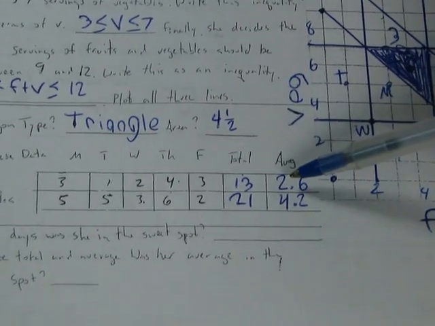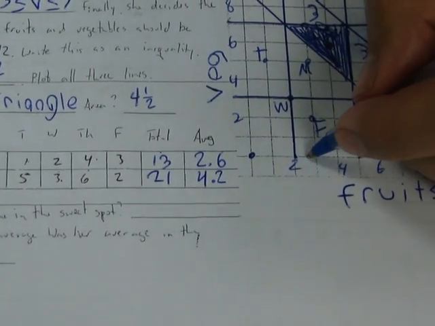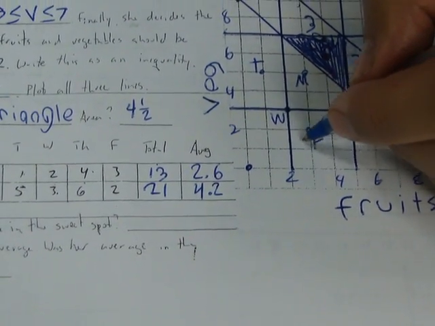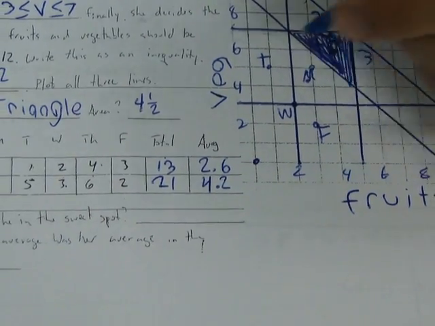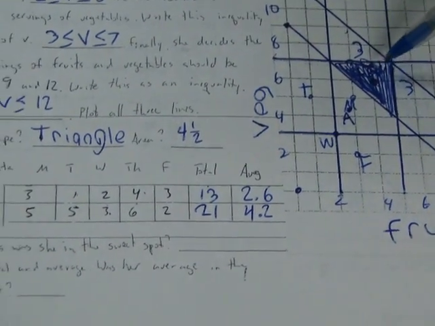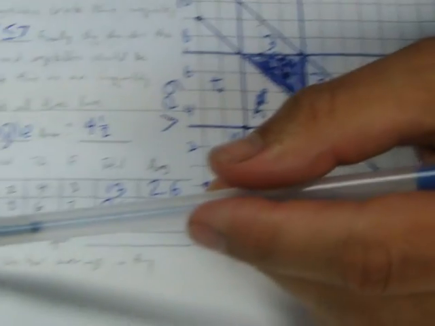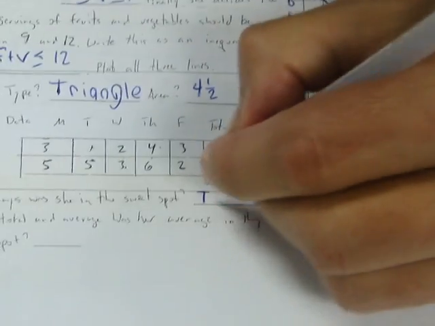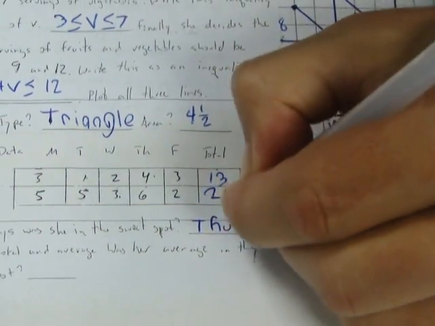So our average is going to be 2.6 fruits, which is about right here, and 4.2 vegetables, which is about right here. So as you can see, the average is a little bit low to be in the sweet spot. So which days was she in the sweet spot? The only day she was in the sweet spot was Thursday.